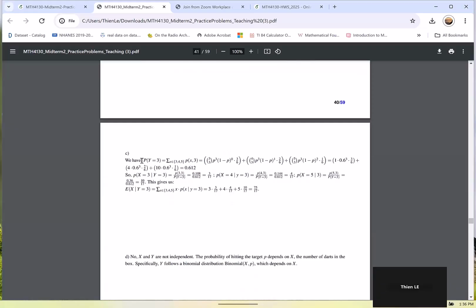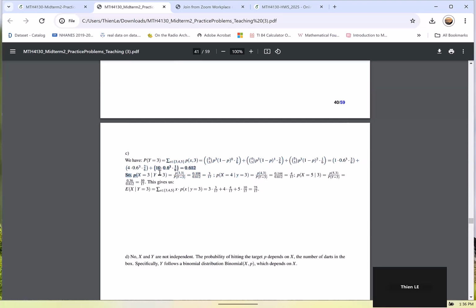So here for part C, we know that he hit 3 times, which means it can come from a box with 3 darts, 4 darts, or 5 darts. In this case, you can calculate this probability: what if this happened from the box with 3 darts, with 4, with 5. And this is the probability Y equals 3, the probability you hit the target three times. It comes from choosing either box 3, box 4, or box 5.